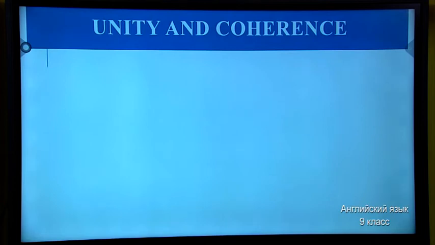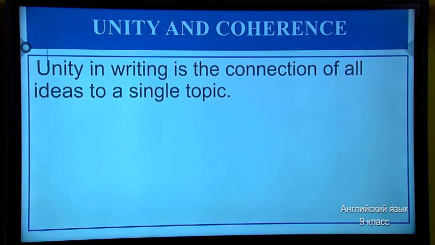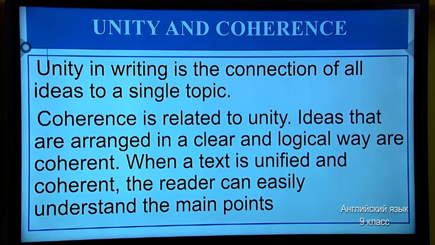Next one. So, here is unity and coherence for writing. Unity in writing is connection of all ideas to a single topic. Coherence is related to unity. Ideas that are arranged in a clear and logical way are coherent. When a text is unified and coherent, the reader can easily understand the main points. Did you understand this sentence? Okay, next one.